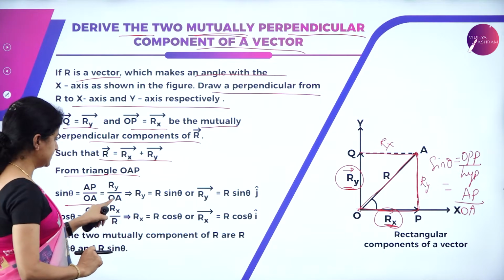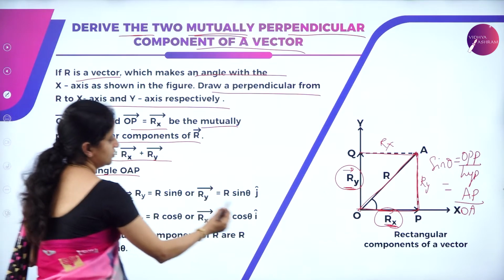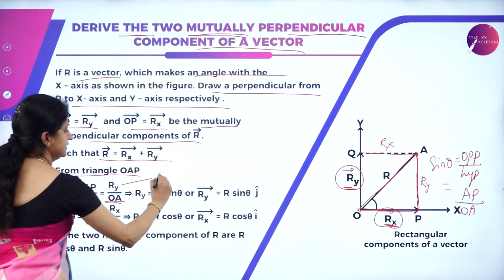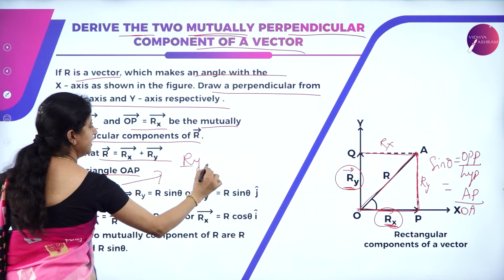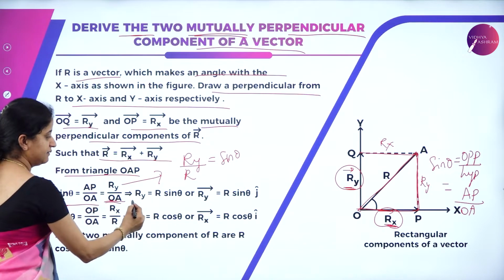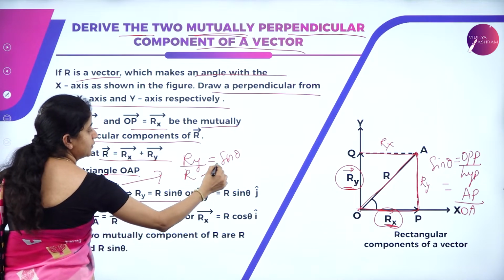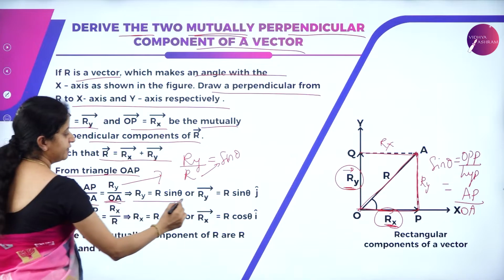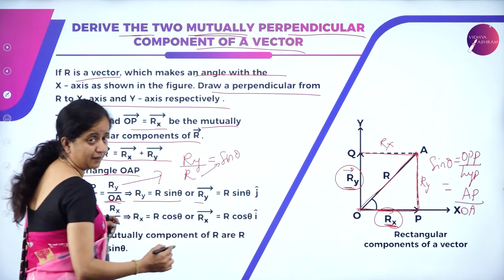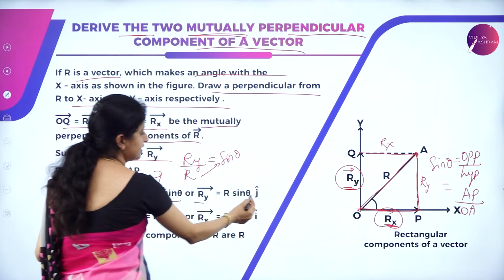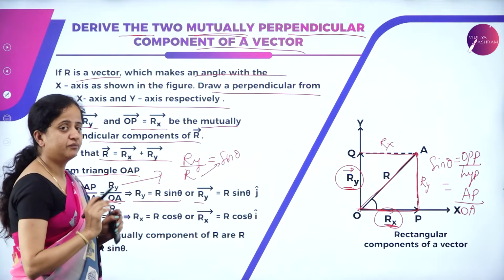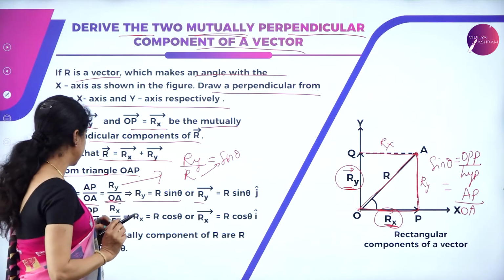What is OA? OA is nothing but R. So this can be written as Ry divided by R, which is equal to sin theta. So this can be written as Ry is equal to R into sin theta, or vector Ry is equal to R into sin theta into j cap. Since it is along the y axis, I have taken it as j cap. Along the x axis, we will use i cap for representing the unit vector.